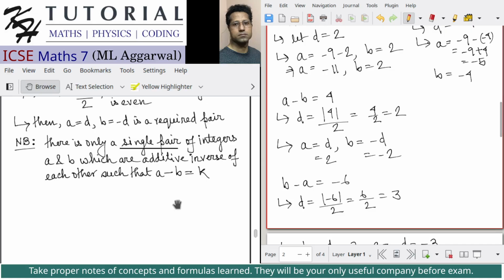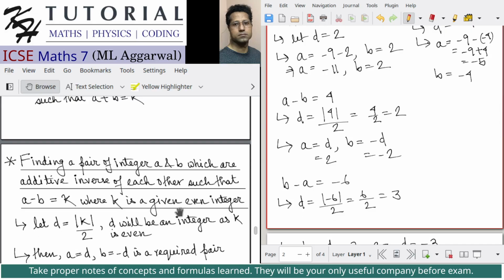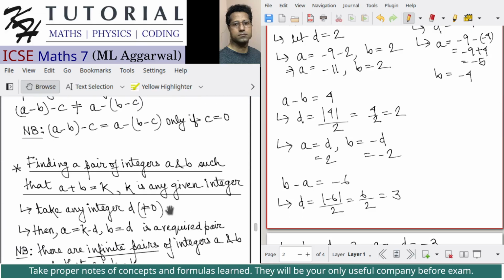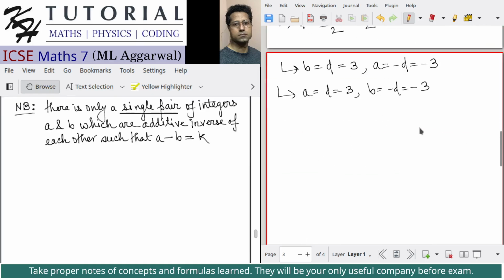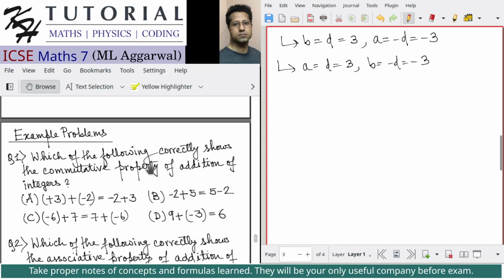So this is all about the concepts in this video, regarding the properties of closure, commutativity, associativity of addition and subtraction of integers, and a specific problem like finding a pair of integers a and b such that their sum is a given integer, and finding a pair of integers a and b which are additive inverse of each other such that their difference is a given even integer. Based on this concept, now let's try to solve example problems.